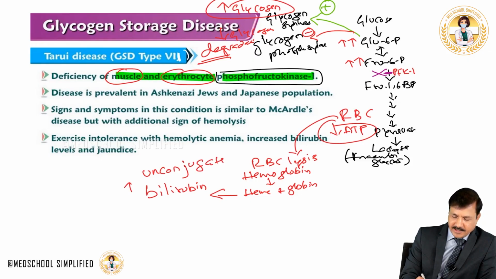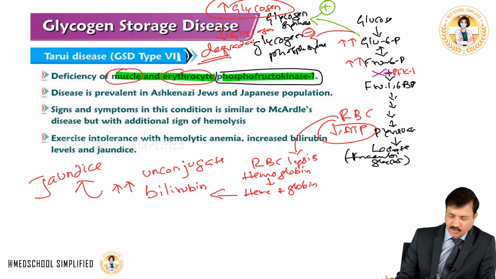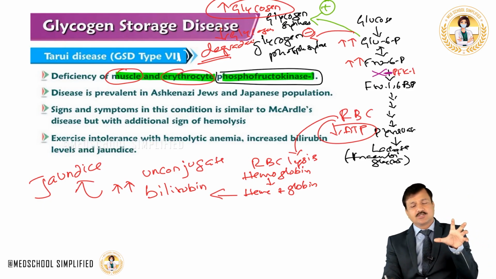Unconjugated bilirubin will be increased, and that leads to jaundice. Whenever bilirubin is elevated in the blood, it leads to jaundice. So on that side we get jaundice.